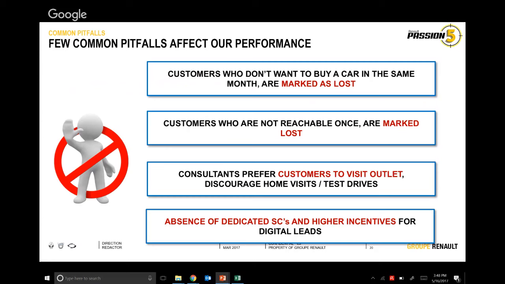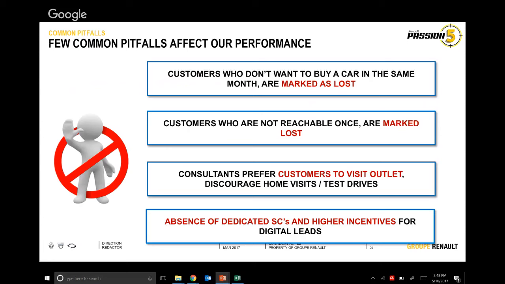And eventually what happens is that the same customer comes to you as a walk-in after 2-3 months. Maybe he might go to a different brand and he buys a car. So the customer was actually interested in buying a car, but because he wasn't interested in buying right now, we marked it as lost, which should not be done because we have identified many retails from such lost cases.